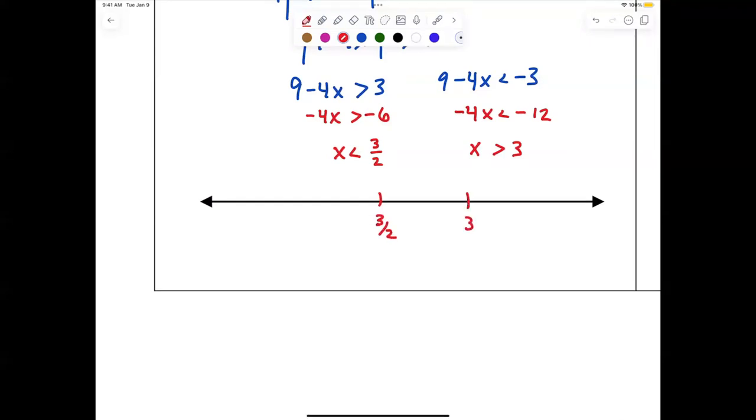So here's 3/2. Here is 3. Some people actually ask me, how do I know 3 is greater than 3/2? The whole number doesn't really matter. It's the fact that 3 divided by 2 is what? 1.5. 1.5 is less than 3. So now here we go. X is greater than 3, so I have a greater than 3 going to the right. Less than 3/2 going where? To the left.